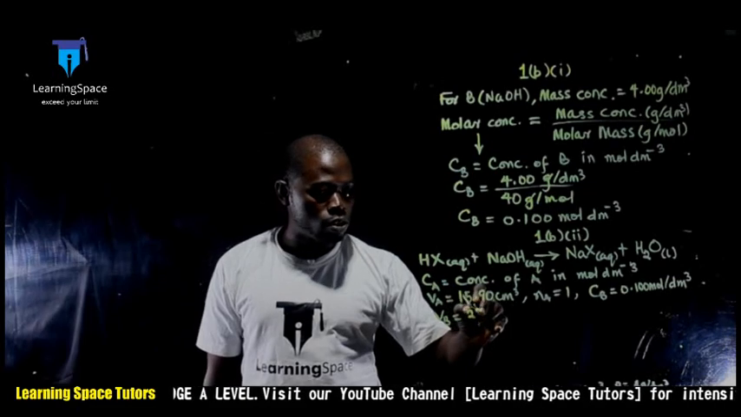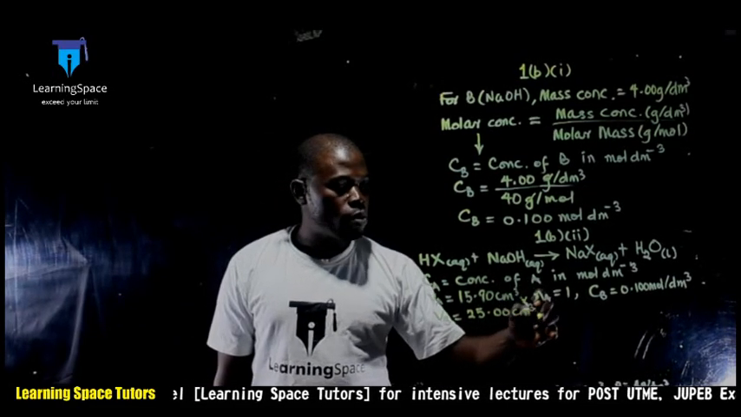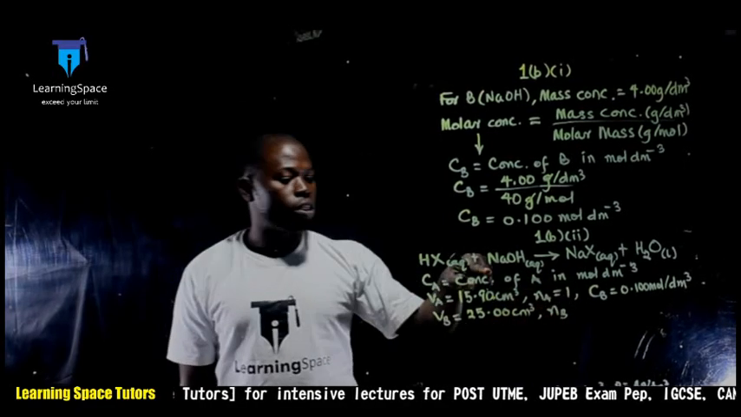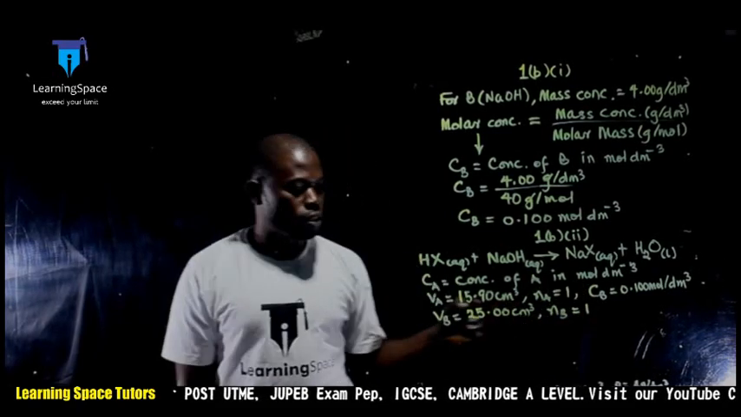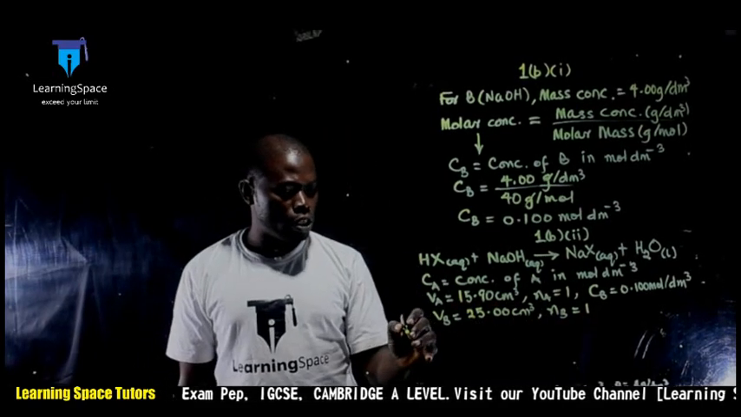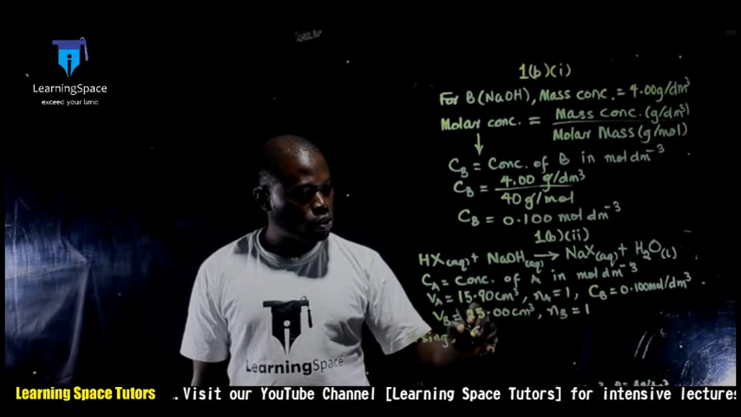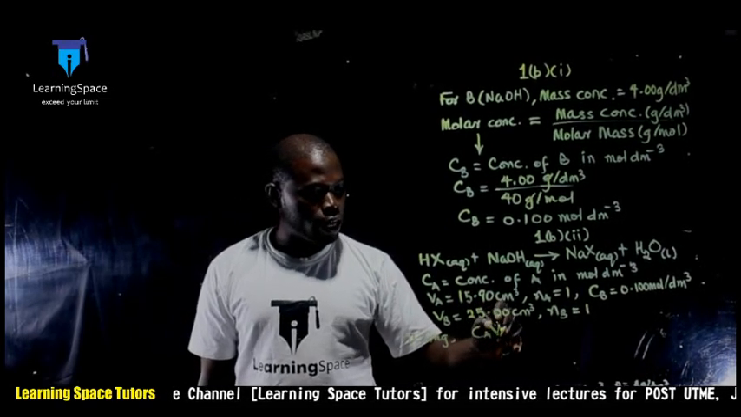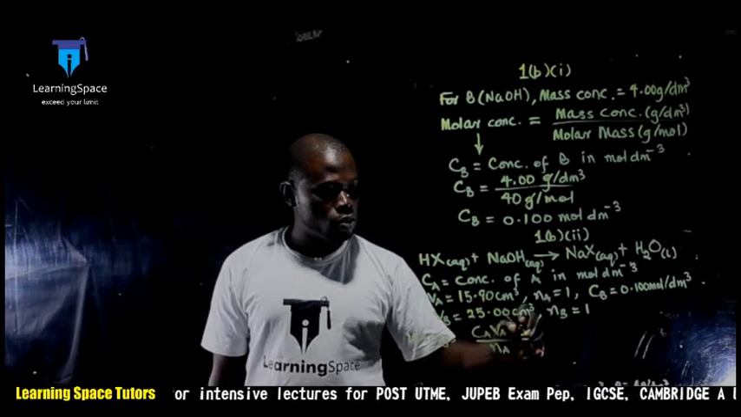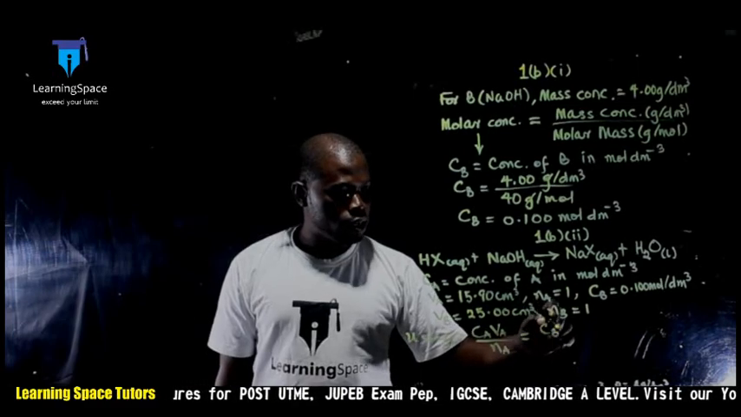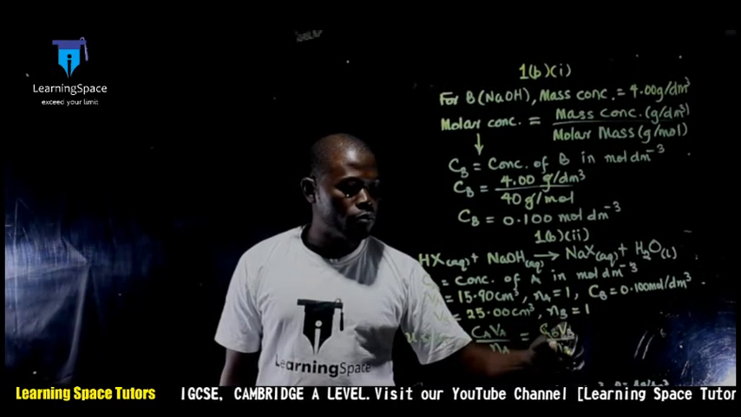So I'm going to reply to your comment. So you have 25.00 cm cube, and the number of mole of base, as you can see in the equation, is still 1. Now, using this formula, Ca Va all over Na is equal to Cb Vb all divided by Nb.